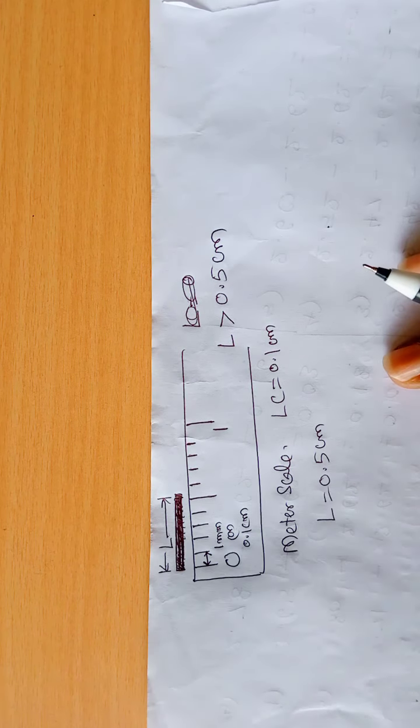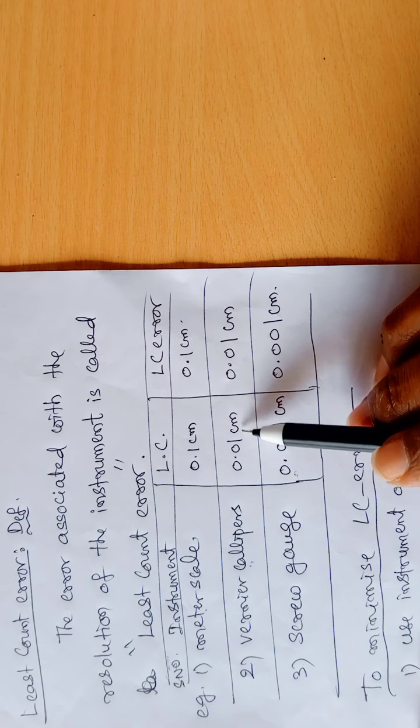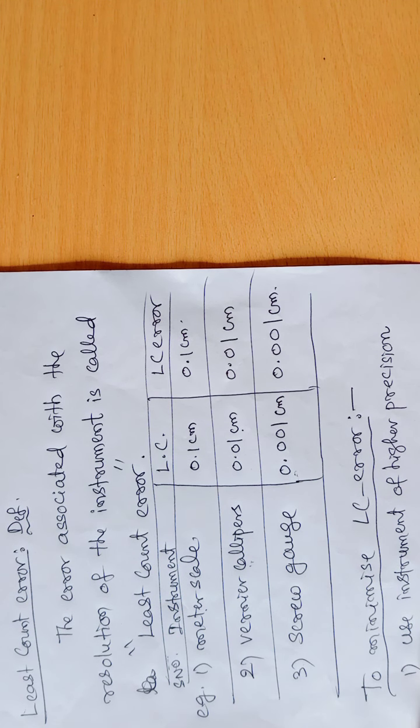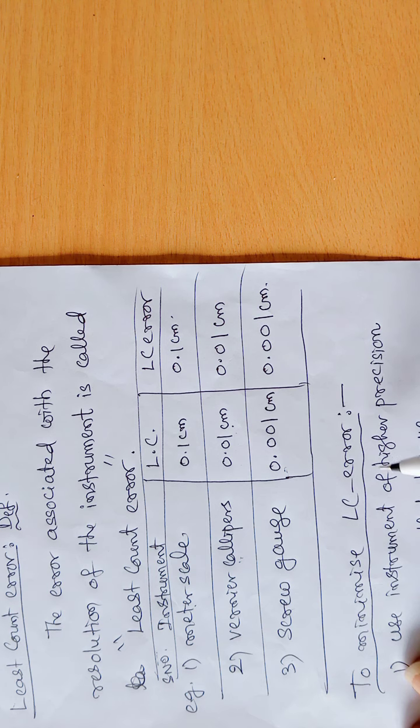Similarly, vernier calipers can measure only up to 0.01 centimeter. If extra length is less than this, it cannot measure. So, up to this much error is possible with vernier calipers. And when you go for screw gauge, it can measure as less as possible up to 0.001 centimeter. If the extra length is less than this, it cannot measure. Therefore, the least count error associated with a screw gauge is 0.001 centimeters.